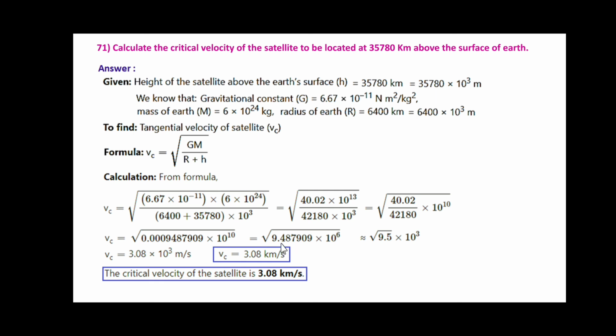So we will get this value as 9.487909, approximately 9.5 into 10 to the power 6. The square root of 10 to the power 6 is 10 to the power 3. The square root of 9.5 is 3.08. We multiply this and we get 3.08 kilometer per second. So the critical velocity of the satellite is 3.08 kilometer per second.